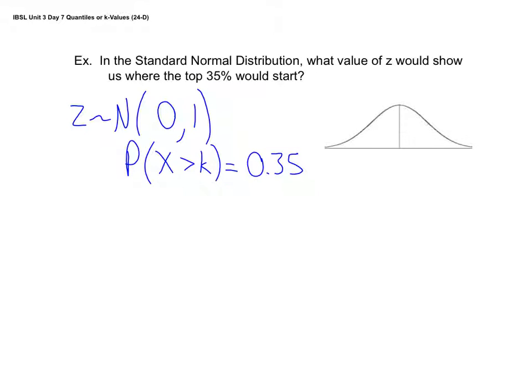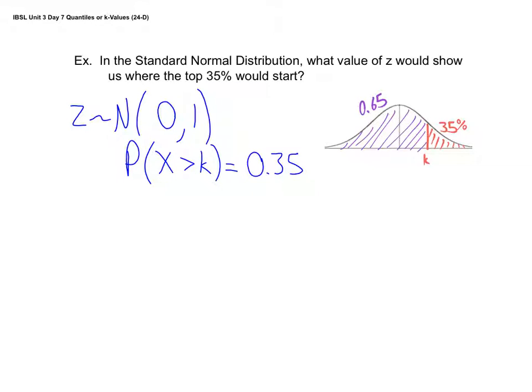So, here's k, here's 35%. Okay, so what are we going to have to use? The 1 minus. Yes, we're going to have to use the complement here because our inverse norm always takes the area below. So I've got to use that 65%.